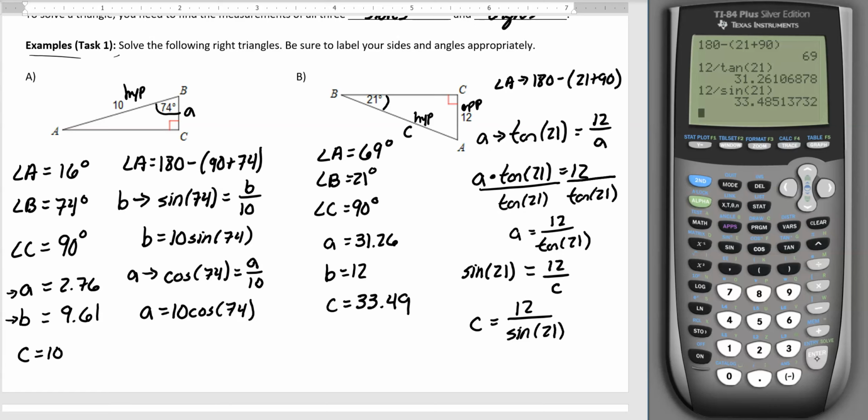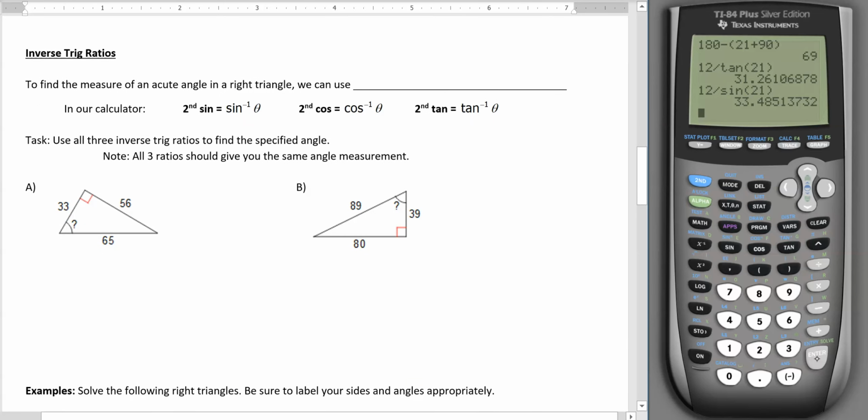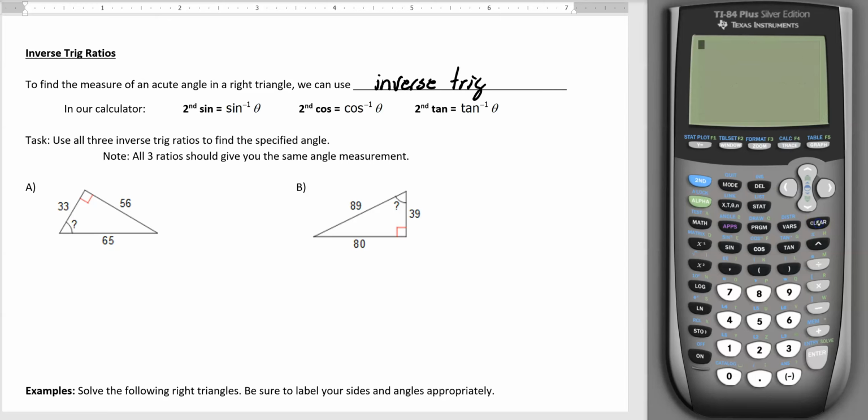Now, for both of these right triangles, they gave us an angle. What happens if they don't give us an angle? Well, if they don't give an angle, we can use some inverse trig. Okay? And that's used to find the measurement of an angle in a triangle where you know the sides. So what we're going to do here is use our calculator. We can use the second sine or second cosine or second tan. And those create sine inverse, cosine inverse, and tangent inverse.